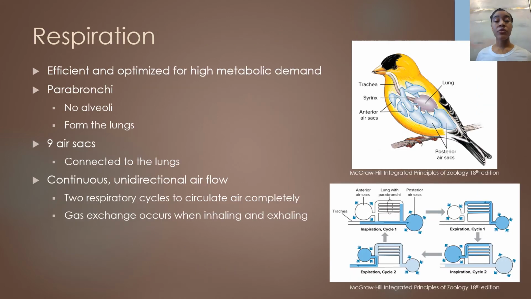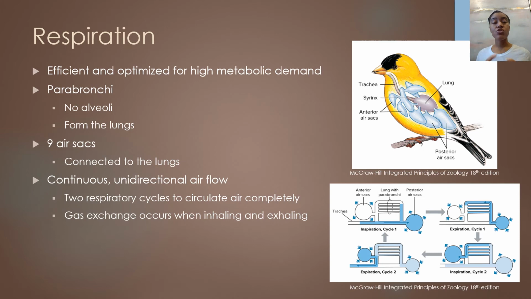The last thing I want to talk about for birds is how they undergo respiration. The respiratory system of birds is very unique. It's different from what we've talked about in amphibians and in non-avian reptiles, and it's also very different from what we see in mammals. The respiratory system of birds is efficient and optimized for a high metabolic demand. For birds that are flying, you can imagine how much energy that requires. But even for birds that don't fly, those that are swimming or running, there is a lot more metabolic demand than what we see in non-avian reptiles, which are generally a little bit more immobile in nature.